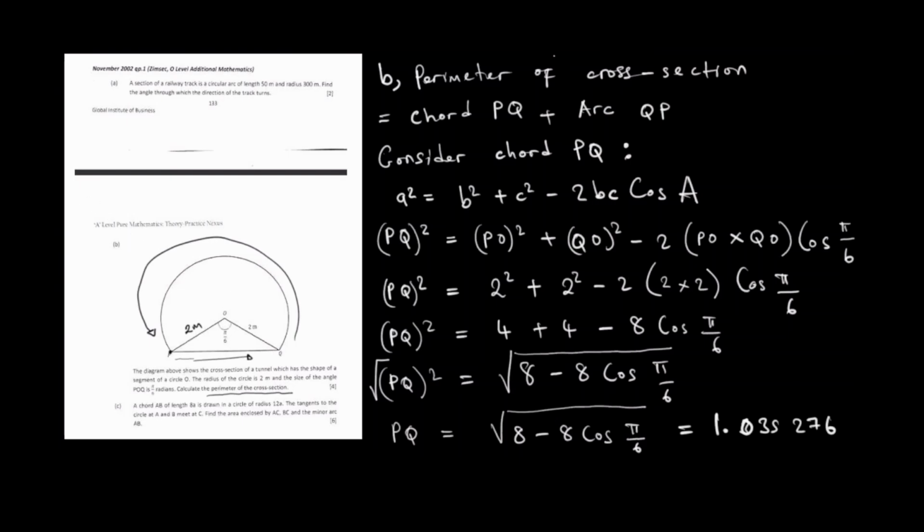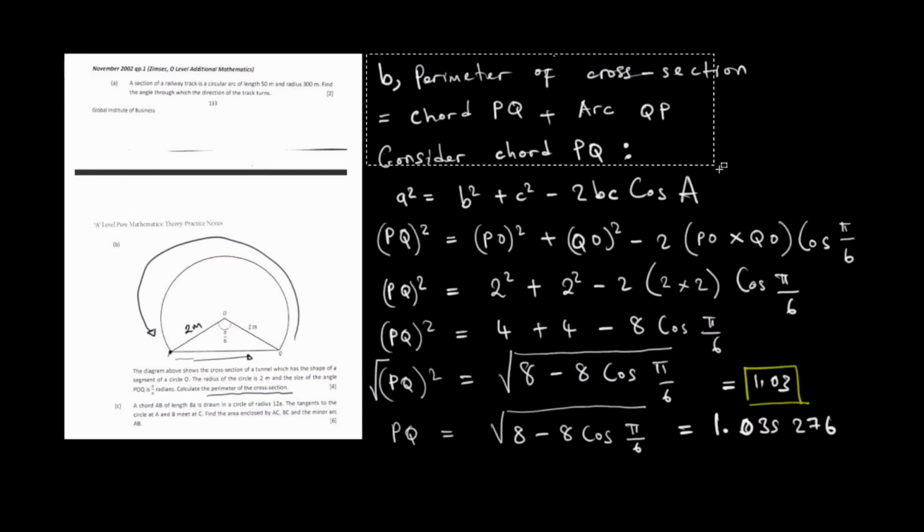So if we want to express our answer in maybe, let us say, 3 significant figures, so it's 1, 2, 3, it becomes 1.03. Let us work with this for the sake of simplicity. So this is the answer we are getting. The answer is the chord PQ. So chord PQ is equal to 1.03. So let us remove everything else and remain with this part only.